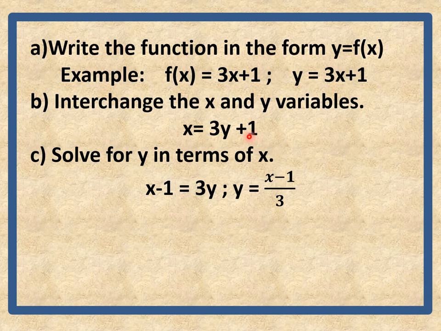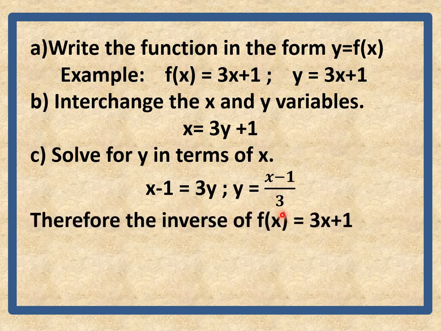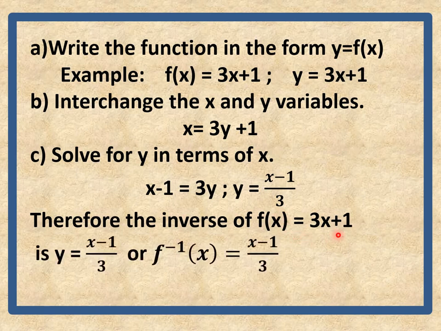We have to transpose 1 to x, thus making it negative. x minus 1 is equal to what remains on the right side, 3y. So in order to solve for y, we have to eliminate its coefficient. So we have to divide this by 3, and what we have done to the right must also be done to the other side. So we also divide this by 3. So 3y over 3, we cancel the 3. What remains is y is equal to x minus 1 all over 3. Therefore, the inverse of the function 3x plus 1 is x minus 1 over 3.